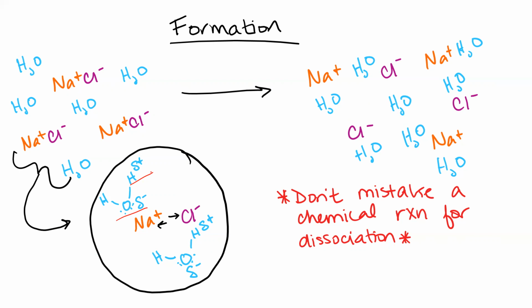Well, a chemical reaction is an irreversible change. It creates something new. Dissociation does not create something new. Everything that was there before is still there. It's just in a different physical form. Dissociation is a physical change. So just make sure that you know the difference and that you're able to tell this difference.